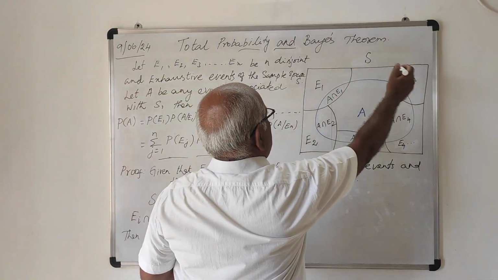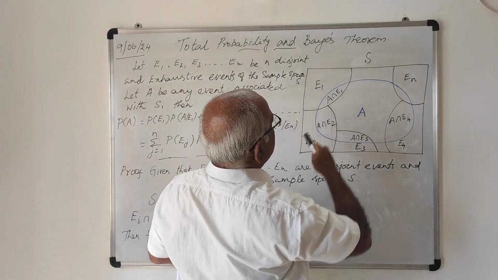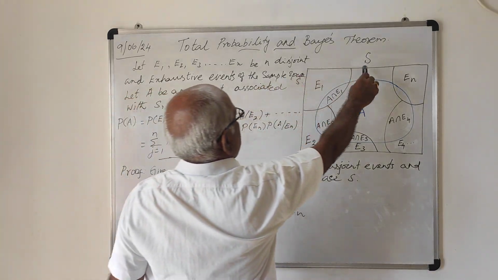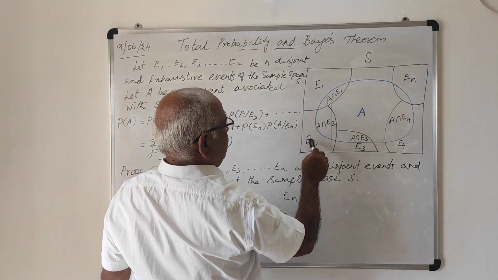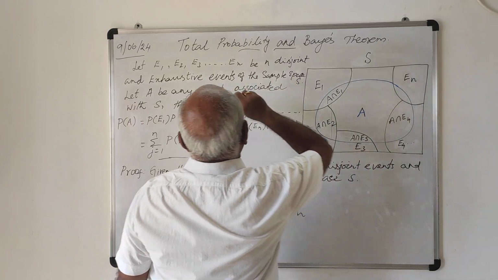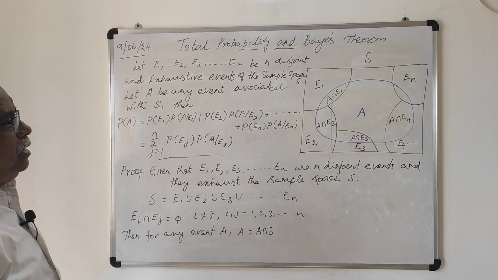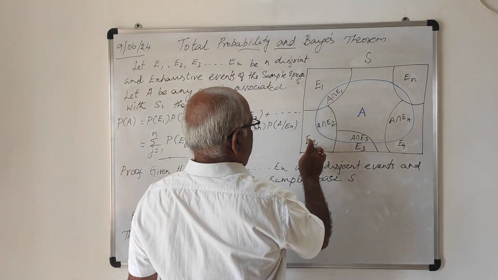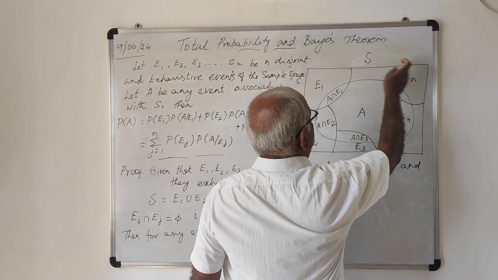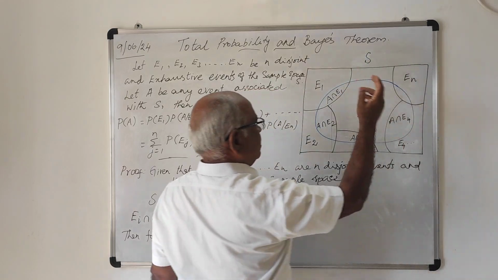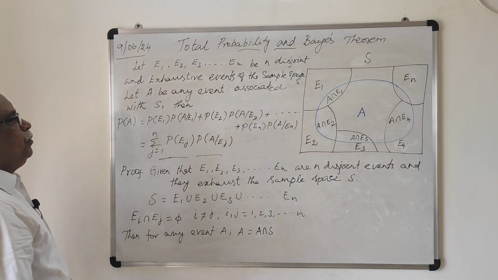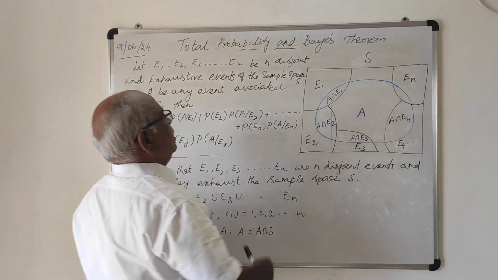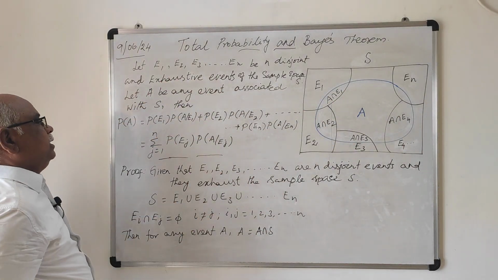Consider S is the sample space. The sample space consists of the events E1, E2, E3, E4, etc., En, or n disjoint and exhaustive events of the sample space. The events E1, E2, E3, E4, etc., En exhaust the sample space and are disjoint also. Let A be any event associated with the sample space.